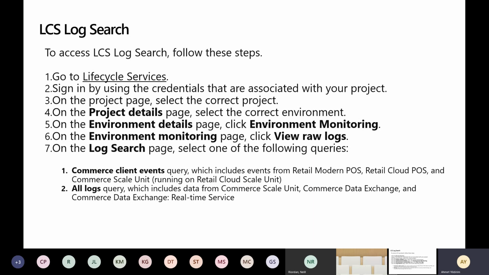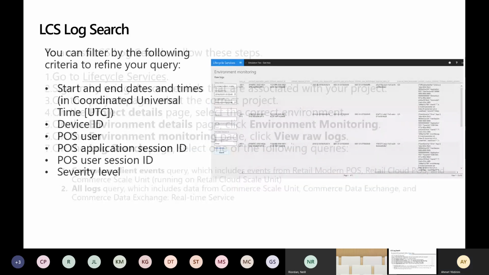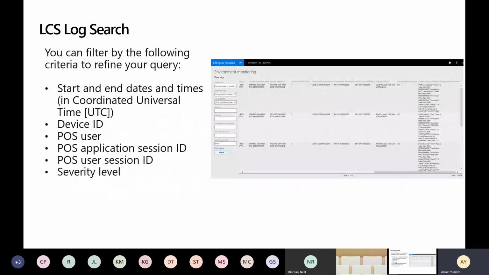Commerce client events are for the modern POS, cloud POS, and the commerce scale units. And if you select all logs, it's for the commerce scale units, commerce data exchange, CDX, and the real-time service. You can find these additional logs here. So you can filter by the following criteria, as you see here.